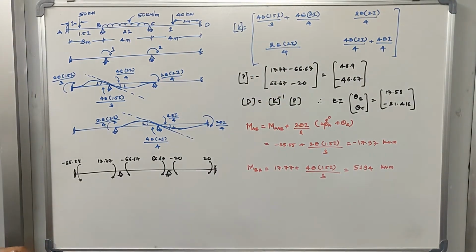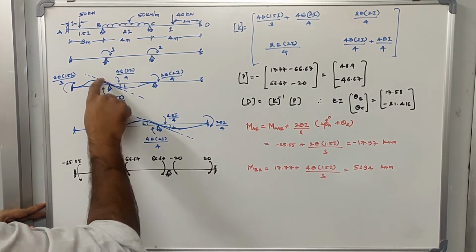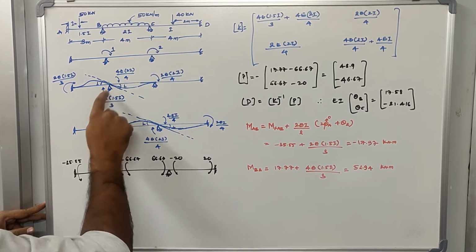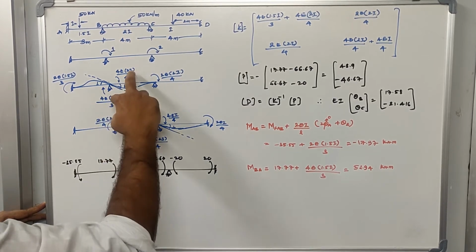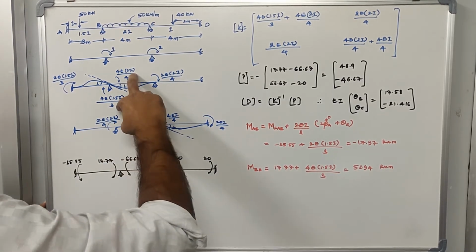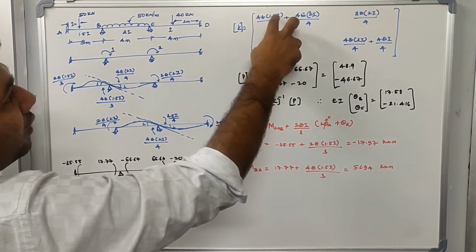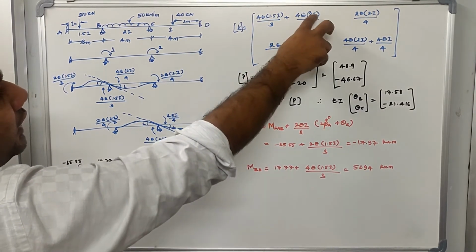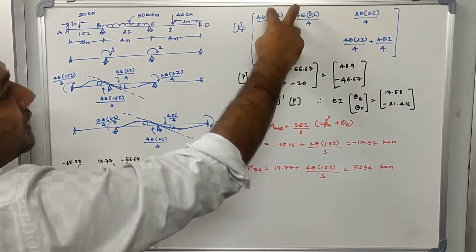You need to apply the rotation at the first coordinate and find out what force is created at the first coordinate. See here, we have applied the unit rotation at the first coordinate. Because of that, these are the two forces that are created. Now we need to add these two, right? So we are taking the sum of these two, which is 4EI into 1.5 divided by 3 plus 4E into 2I divided by 4. So this completes the K11.